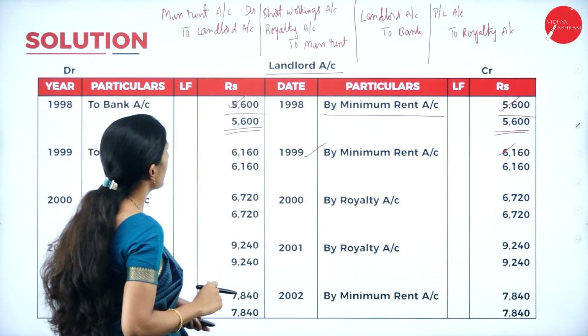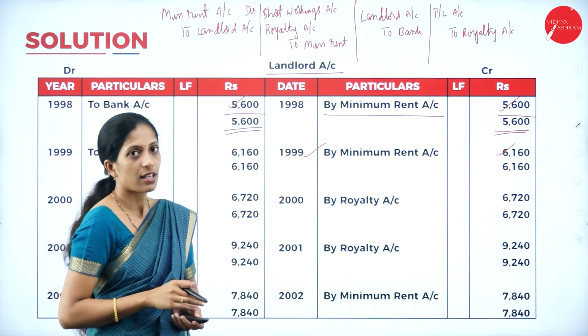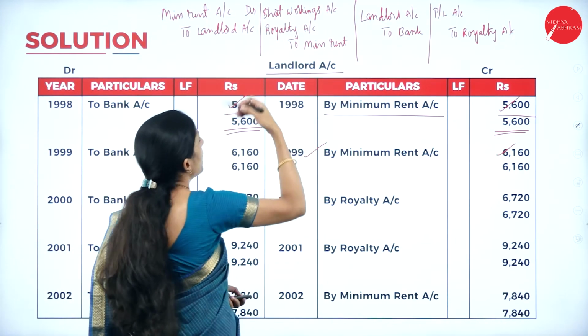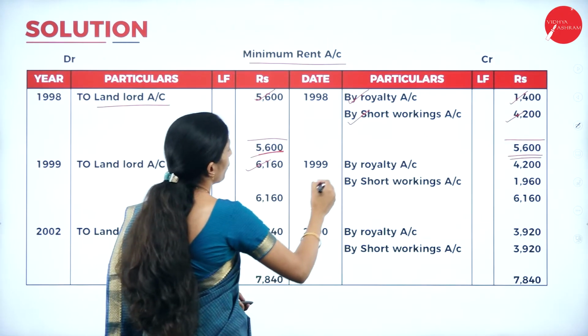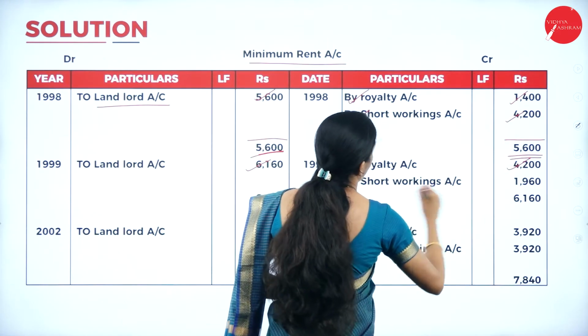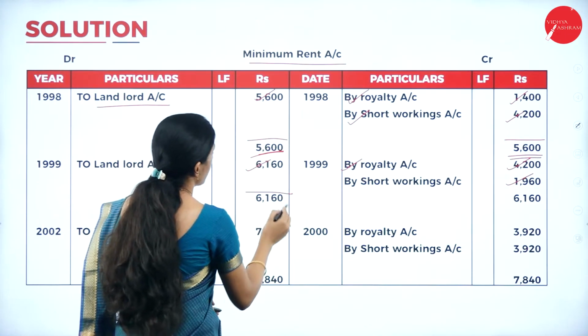Now coming to the second entry, short workings account debit, royalty account debit to minimum rent. So in minimum rent account how do you write? By short workings, by royalty. So by royalty 4,200, by short workings 1,960. So both the sides are equal now.